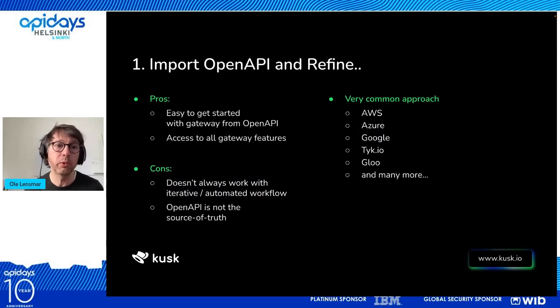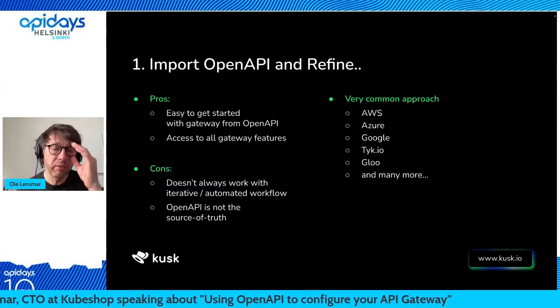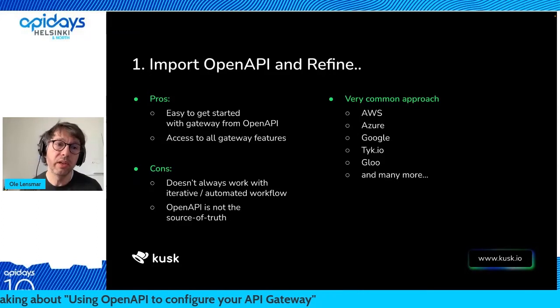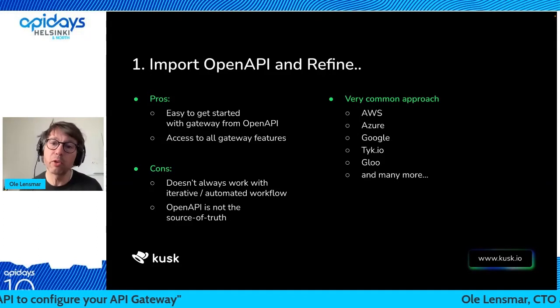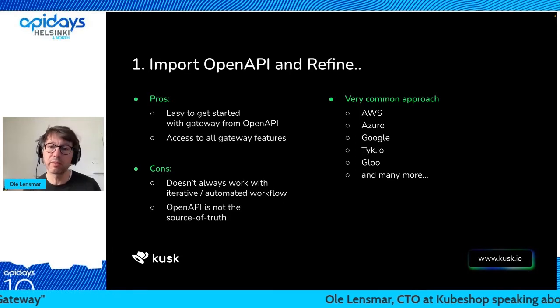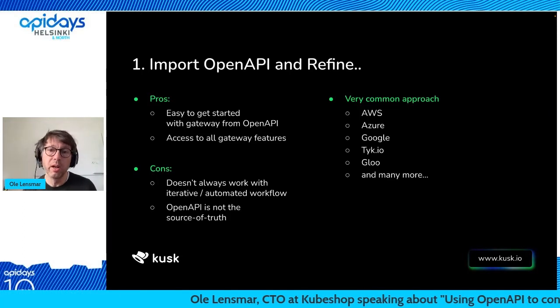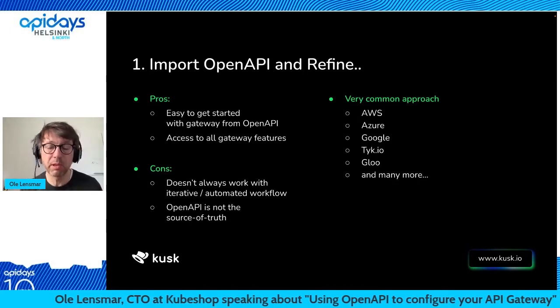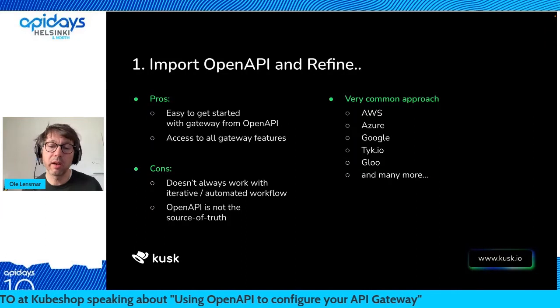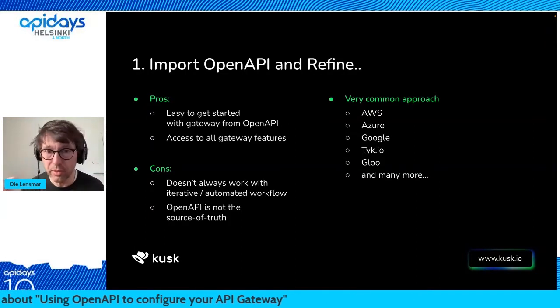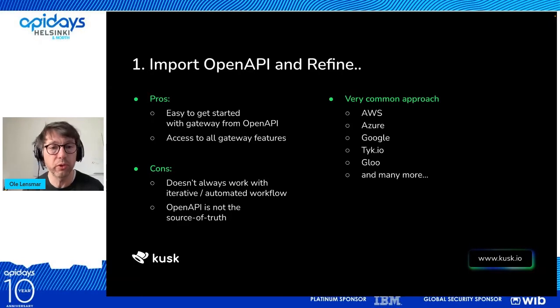So just looking at the first approach here, importing an OpenAPI definition to configure your gateway. This is the easiest way to do it, and it's also very common. If you look at everything from AWS to Azure, Google, Gloo, and many, many more, they usually have a feature where you can import your OpenAPI definition, and from there they'll configure paths and other things that they can extract from that definition for you. The next step is then that you'd have to manually, using their corresponding management interfaces, add additional configuration metadata around rate limiting or timeouts or security or whatever else.